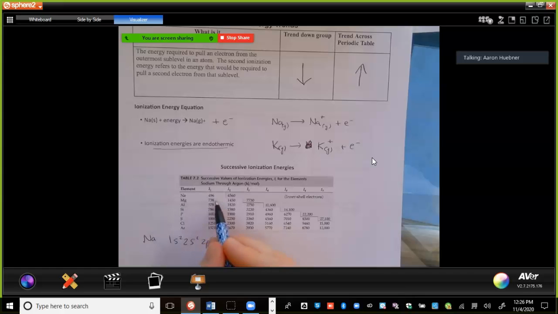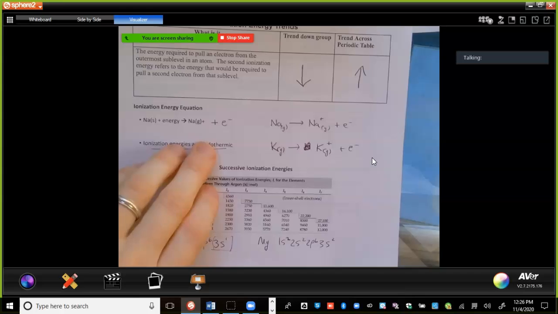Same thing with magnesium. One electron, not too bad. Two electrons, just about twice as much energy. But then the third electron, it really jumps. Magnesium is 1s2, 2s2, 2p6, 3s2. In the third energy level you have 2 electrons, so 1, 2, no problem. But taking a third, you're digging into the octet in the second energy level, which it does not want to do.